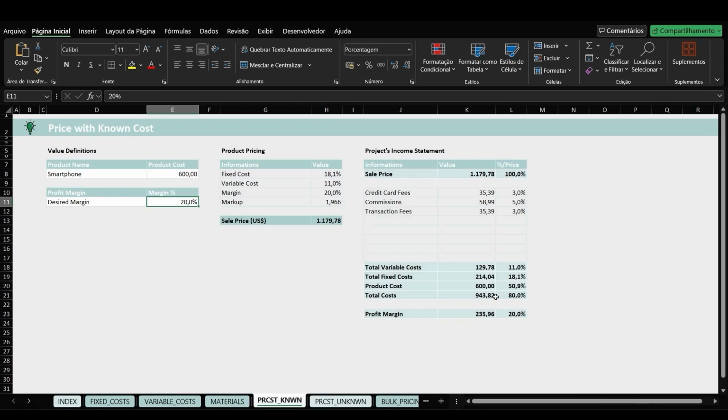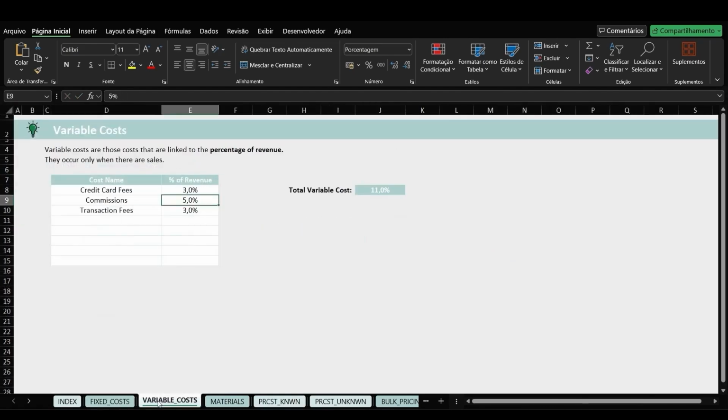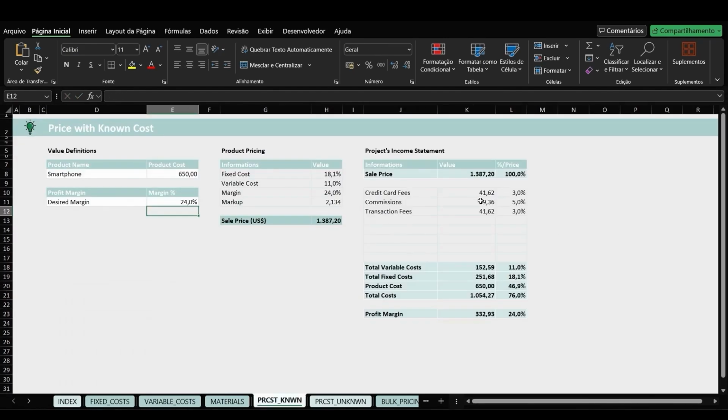So, this spreadsheet is extremely dynamic. As you change the cost, it will adjust the selling price. If you change the margin, it will also change the selling price. If any fixed or variable cost changes, the pricing will adjust too. So that's why it's important for you to use this spreadsheet to facilitate your flow.